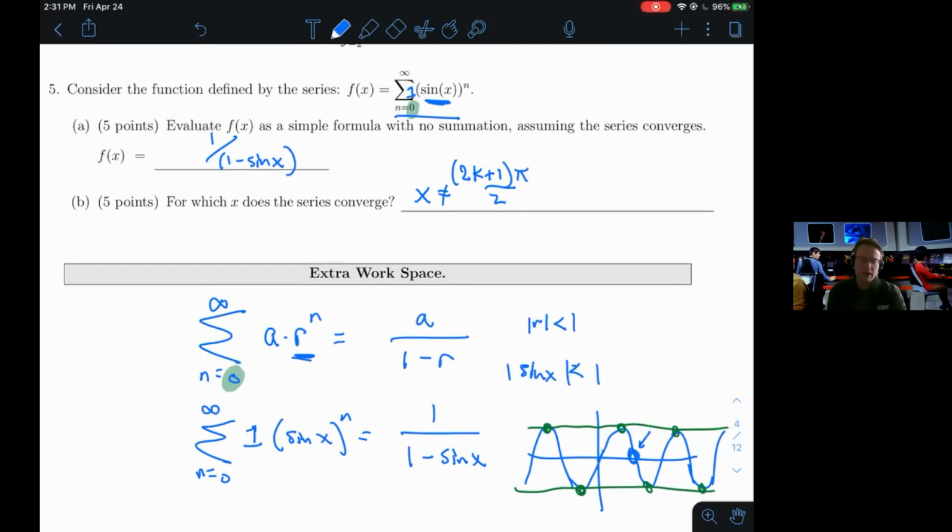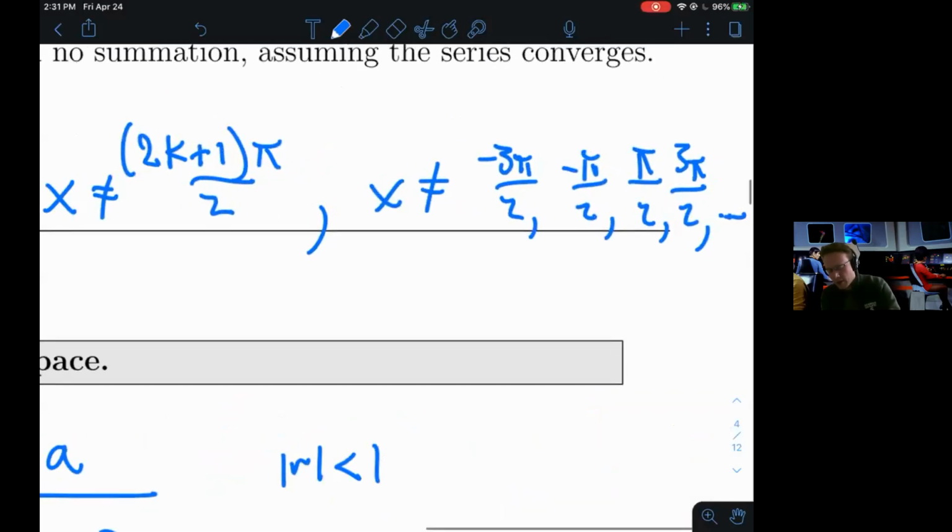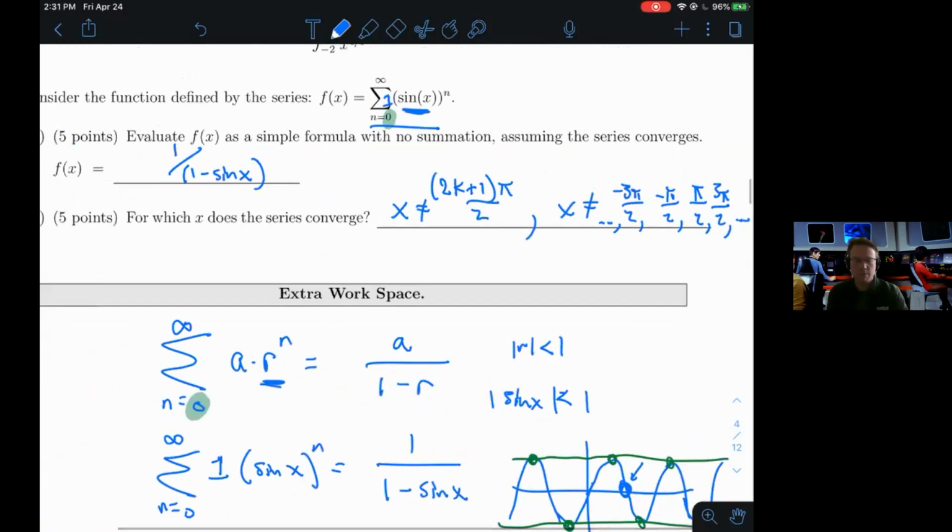That's going to converge, because sine is not equal to 1 or -1 there. So you have to make sure that it's odd. It's been a while since 2014, and I don't remember how exactly they wrote down the answers for this, but you could also just list them. So x is not equal to -3 pi over 2, -pi over 2, pi over 2, 3 pi over 2, just list a couple of them, see the pattern, and then put dots to say this pattern continues. So it's going to converge everywhere, except when sine is 1 or sine is -1.